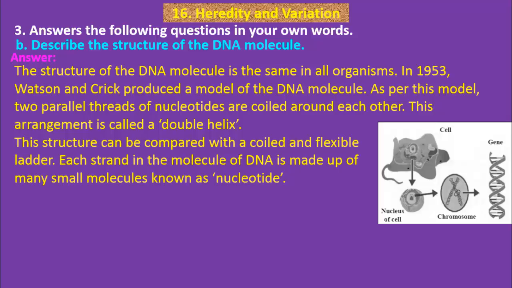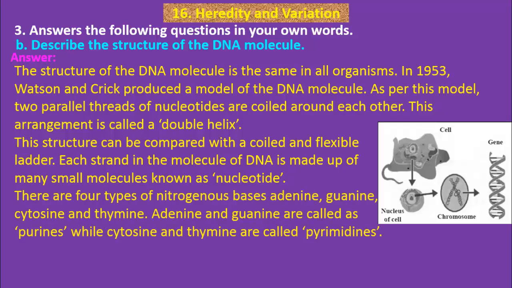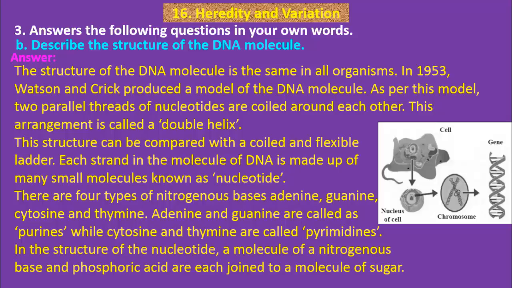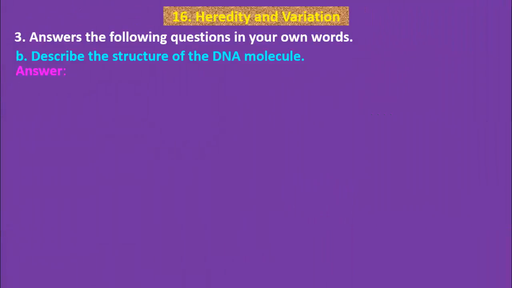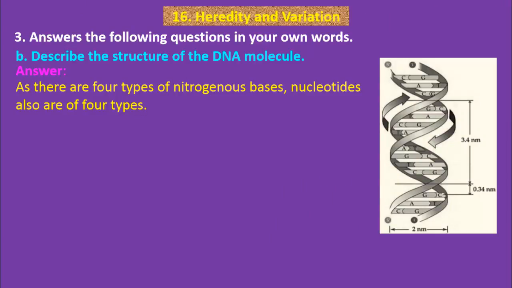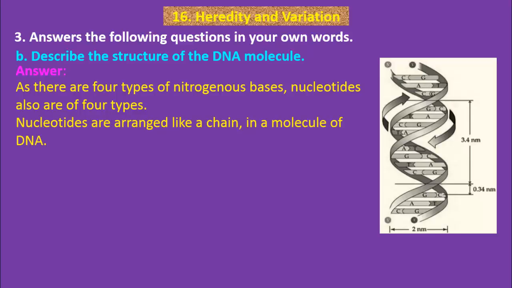Each strand in the molecule of DNA is made up of many small molecules known as nucleotides. There are 4 types of nitrogenous bases: adenine, guanine, cytosine and thymine. Adenine and guanine are called purines, while cytosine and thymine are called pyrimidines. In the structure of the nucleotide, a molecule of nitrogenous base and phosphoric acid are each joined to a molecule of sugar. As there are 4 types of nitrogenous bases, nucleotides also are of 4 types. Nucleotides are arranged like a chain in a molecule of DNA.